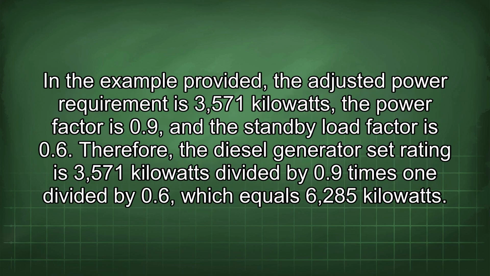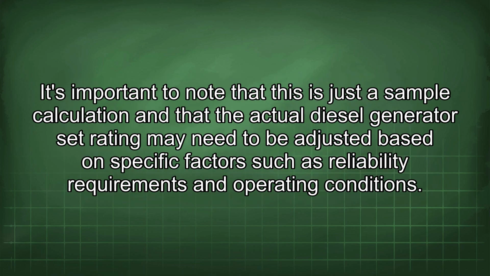In the example provided, the adjusted power requirement is 3571 kilowatts, the power factor is 0.9, and the standby load factor is 0.6. Therefore, the diesel generator set rating is 3571 kilowatts divided by 0.9 times 1 divided by 0.6, which equals 6285 kilowatts.